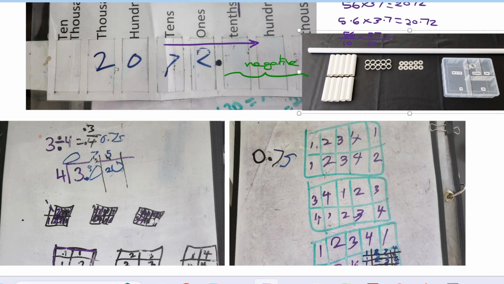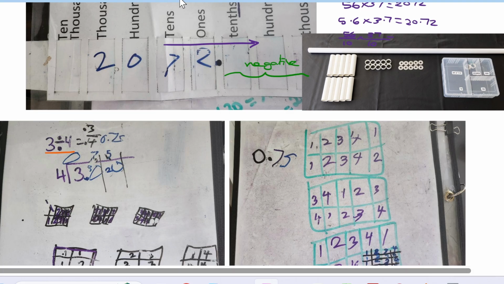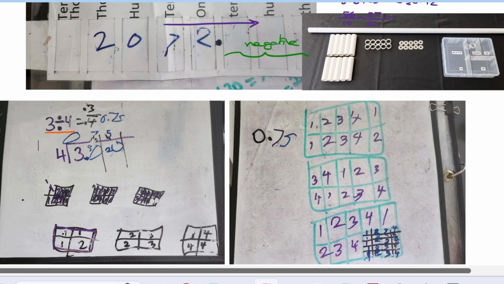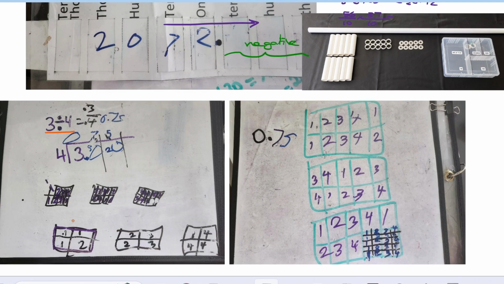So we started here with 3 shared between 4. And you can see he started to draw 3 boxes, and he shared them down here with 4 people. So person 1, person 2, person 3, person 4, each getting a piece from each box. So he realised that they got 3/4 each. We eventually got to that.